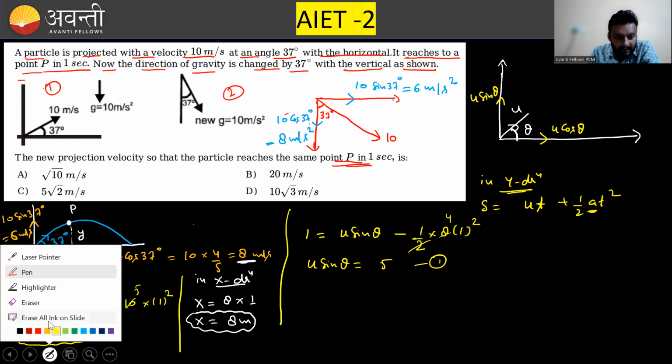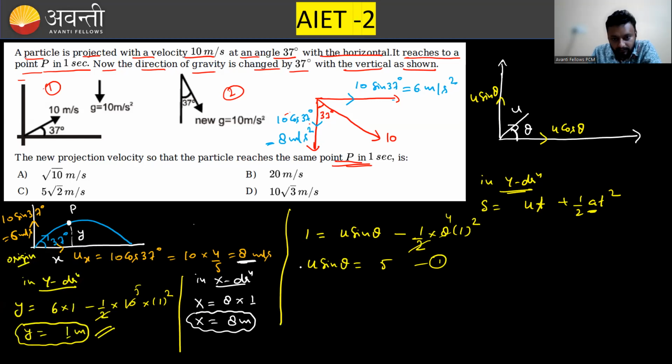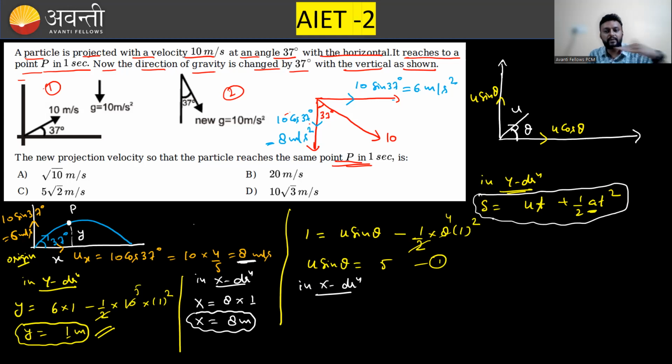Now, similarly, if I apply the same equation in the x direction, which is s equals ut plus half at square. This is the same equation I'm applying. Displacement in the x direction must be 8. So 8 is equal to, velocity in the x direction is u cos theta. Very good. Time is again 1 second, so I'm not mentioning it here.